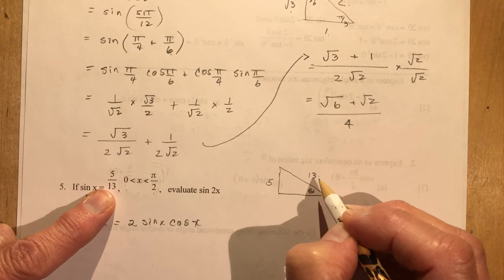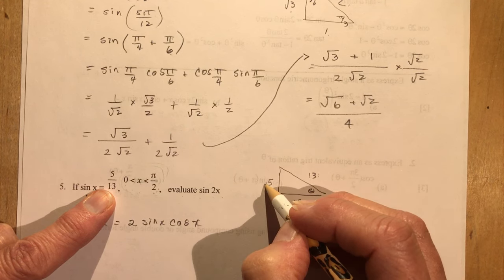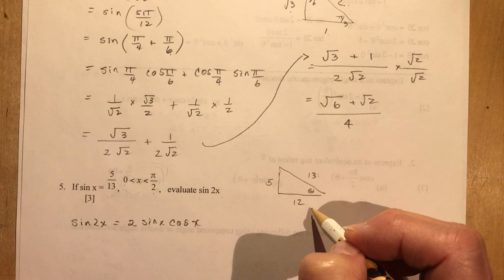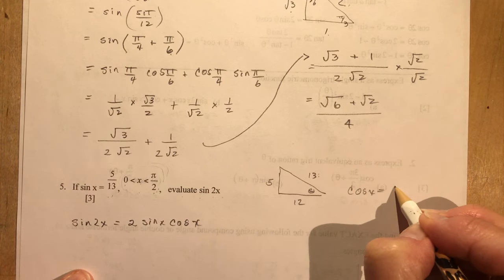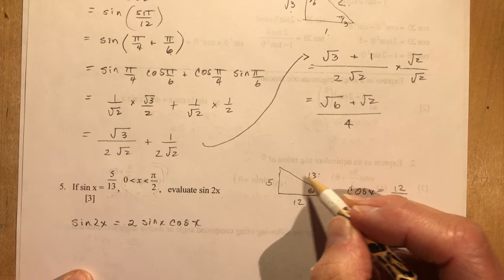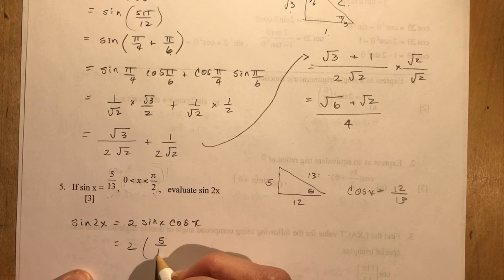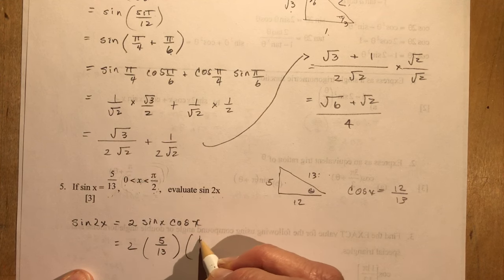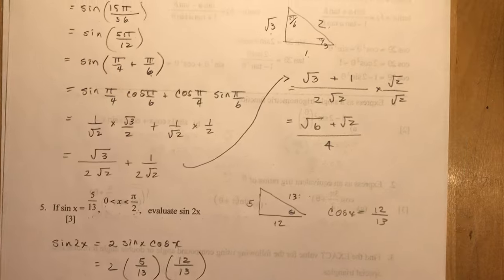So all I need to know is if this is my angle theta here, the sine was 5 over 13, opposite over hypotenuse, and that makes this 12, right? 169 minus 25 is 144, square root. Okay, so that means the cos of x is going to be 12 over 13, adjacent over hypotenuse. So 2 times the sine of x, that's 5 over 13, times the cos of x, which is 12 over 13, and that's going to give me 120 over 169. Can't simplify that, and you're done.